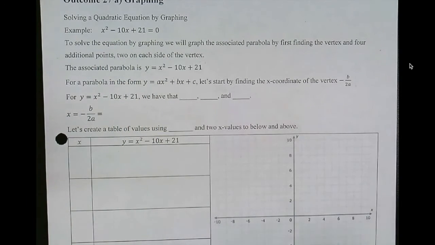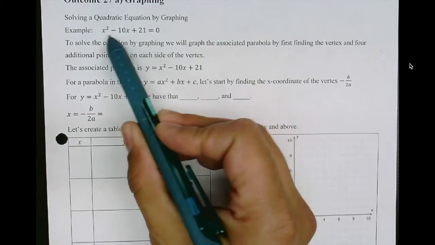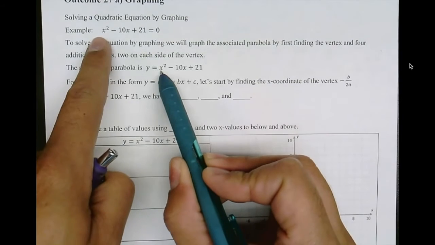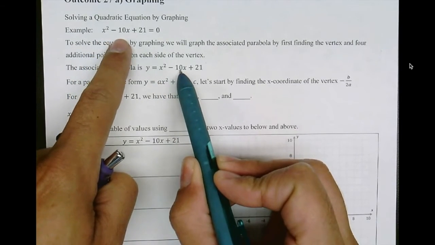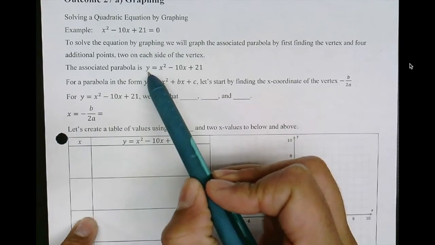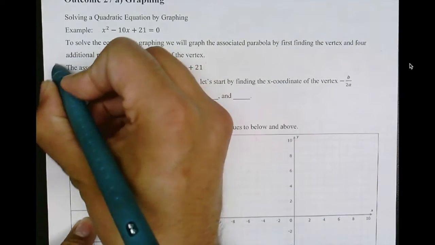The very first step is to rewrite your equation as y equals x squared minus 10x plus 21. In other words, we're just replacing this 0 with the y. So that's the first step.